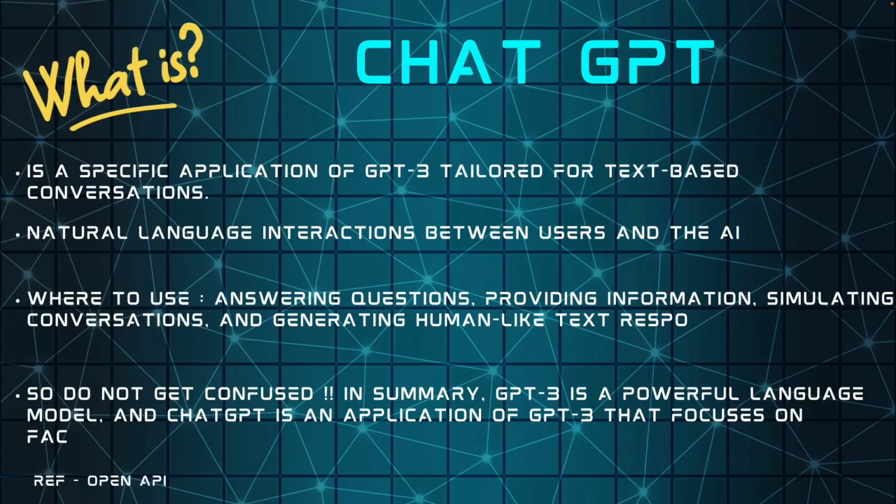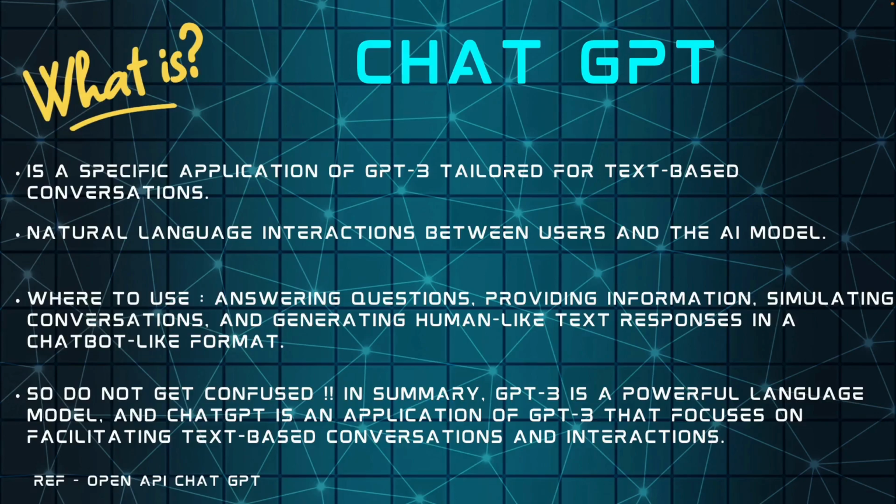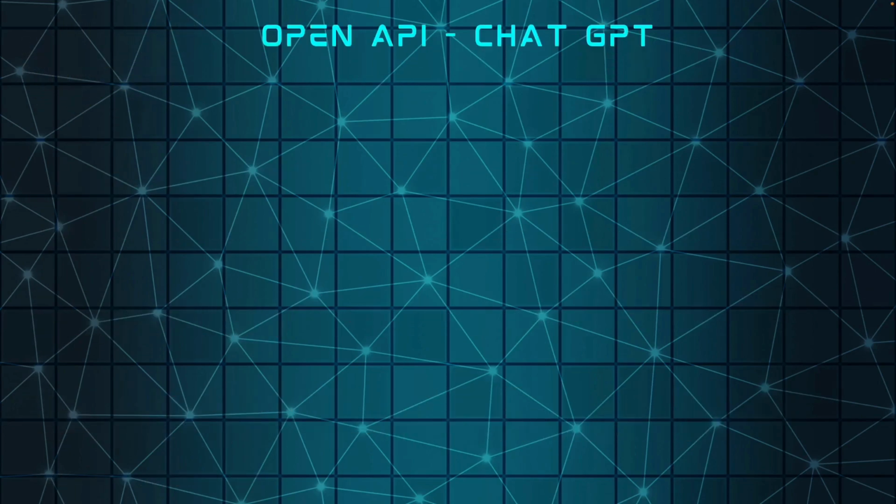Then what is ChatGPT actually? It is part of the GPT-3 model, so you can say that it is a specific application of GPT-3, and it is mostly used for human text-based conversation. When we use this, we will be interacting like with a human: we will ask questions and we will get responses. So we'll see it during our regular application.